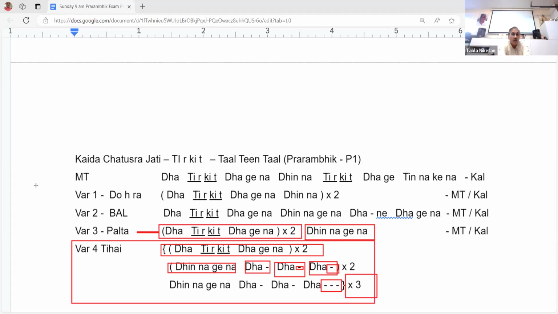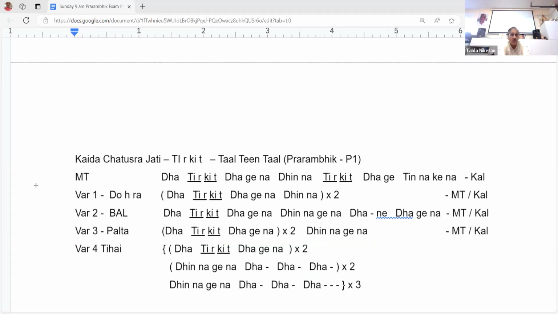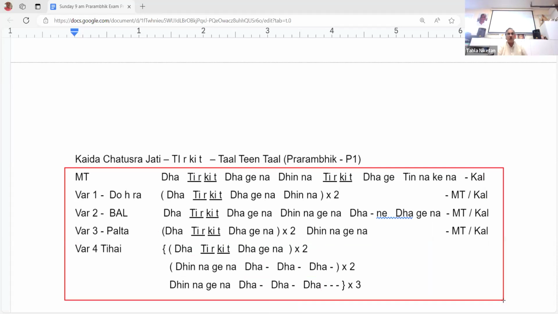Now we'll do the whole kaida top to bottom, non-stop. Let's see how many can keep up with me. We are starting from here and we'll go all the way up to here. Let's see how you can say it in the clap, back to back. Okay, let's start. 1, 2, ready, go.